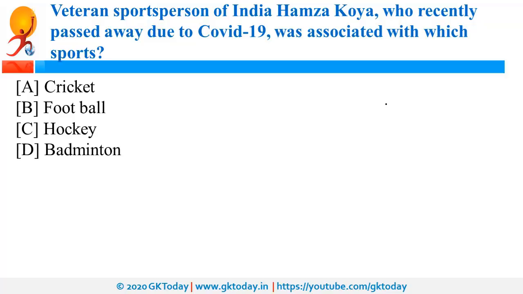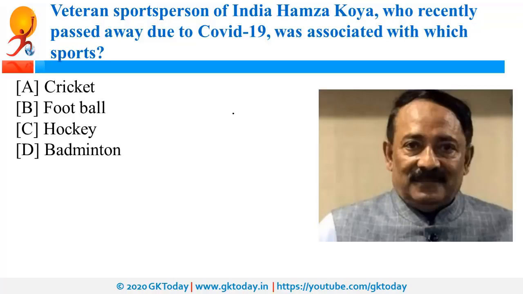Veteran sportsperson of India, Hamza Koya, who passed away recently, was associated with which sports? So, he was associated to football and he passed away recently. He was from Kerala. However, he had represented Maharashtra in Santosh Trophy of football. Now, apart from him recently, Arjun Charan Sethi also passed away. He was the politician and he was the former Union Water Resources Minister.